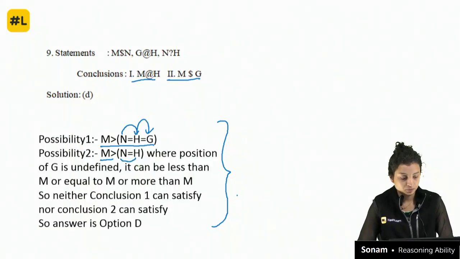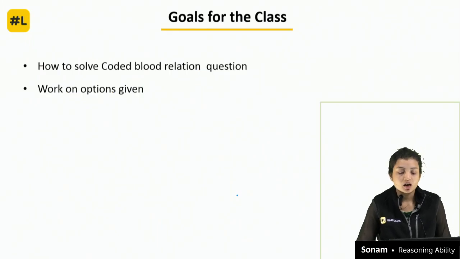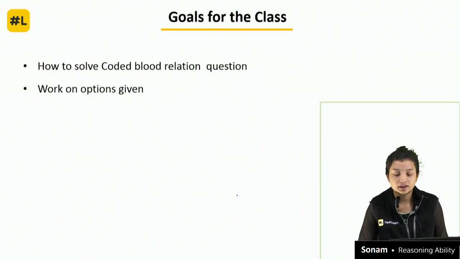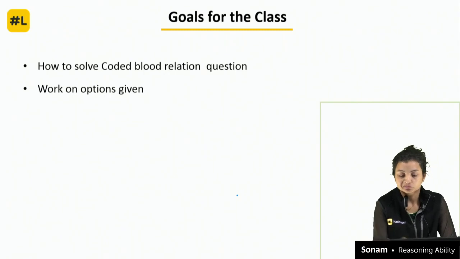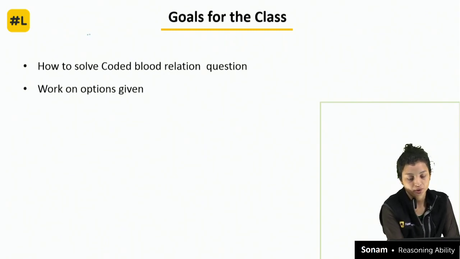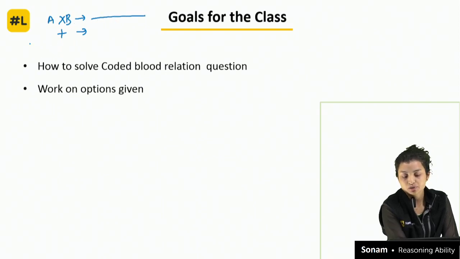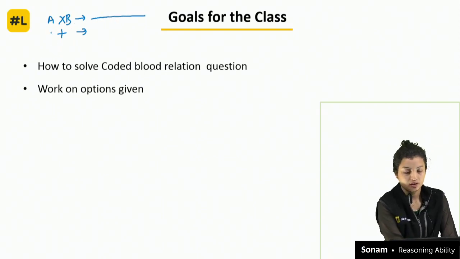Alright, so let's move to today's topic. How to solve coded blood relation questions. In coded blood relation, what type of questions can you see? They will give you the meaning of the symbols. Let's say A into B means A is mother of B. I am just giving you an example to understand. A plus B means A is sister of B. Okay, so these are the type of questions you will get.